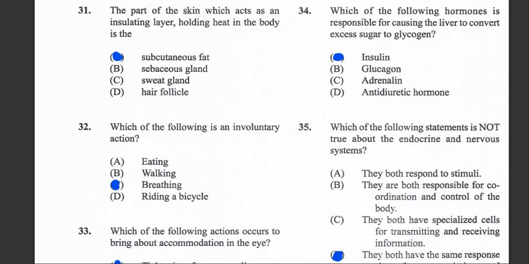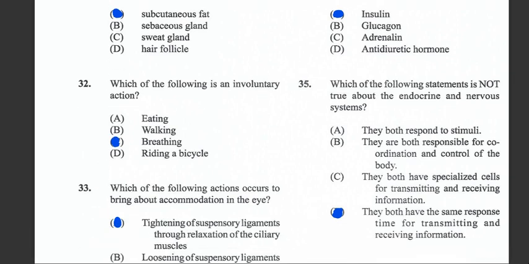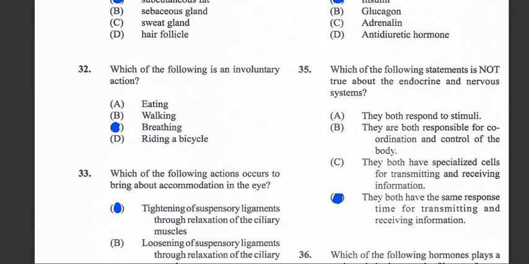So we are talking about the subcutaneous fat. Here would be the insulating layer. All right, good. So number 32, it says which of the following is an involuntary action.